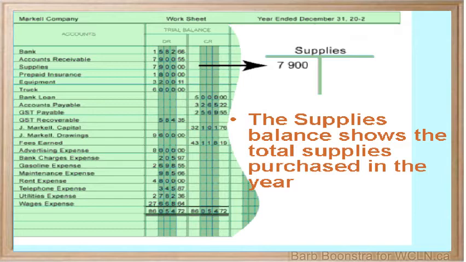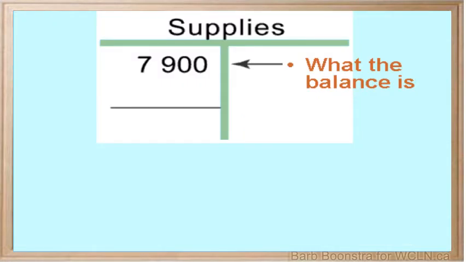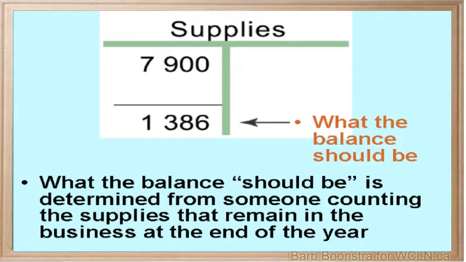This supplies figure of $7,900 is basically all the supplies bought throughout the year. This could be things like rulers, pencils, paper, cleaners, toilet paper, and other things used by the business. As the supplies are used, you have not been crediting the supplies account. You do not credit supplies every time you use a staple or a roll of toilet paper. What you do instead, at the end of the year, is go to your supplies cupboard and count up how many supplies you have left.